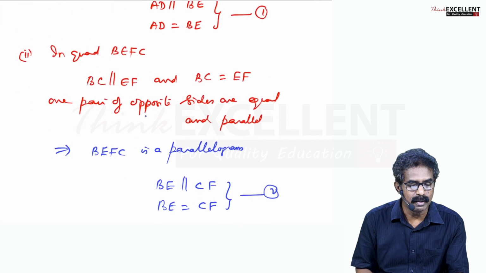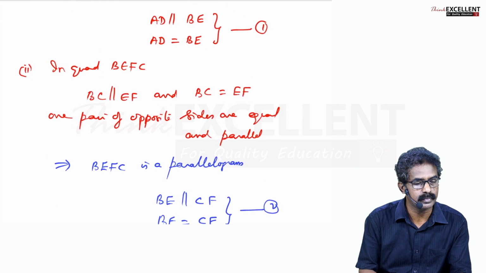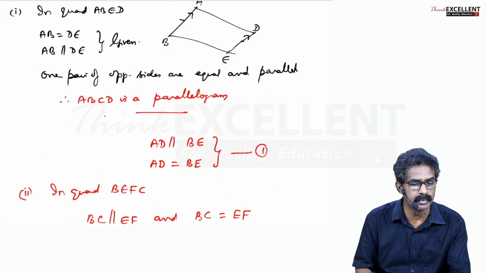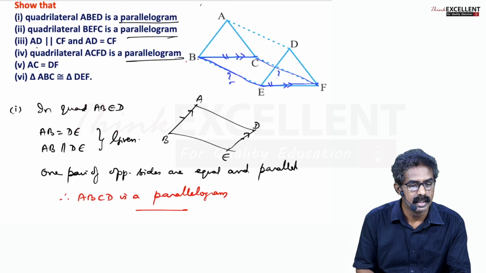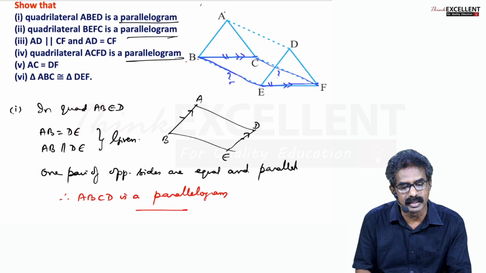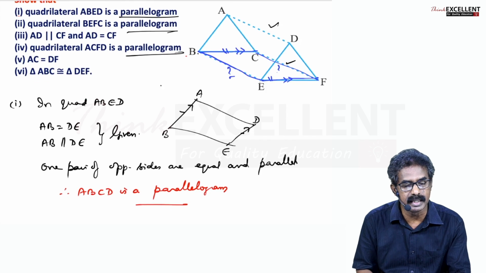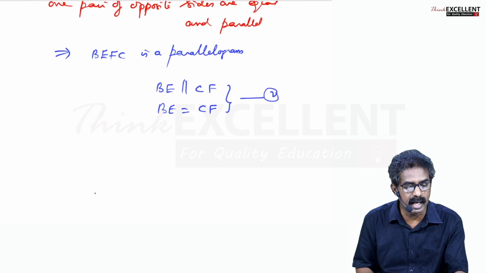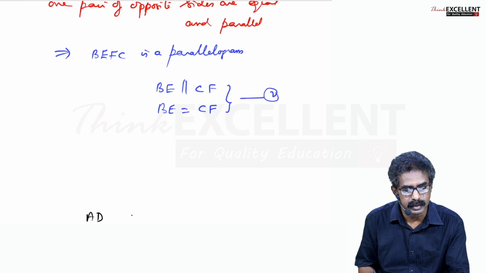Okay, now please listen here. Now we see the third subdivision. Look at the third one, what they asked. AD parallel to CF, we have to get. AD parallel to CF and AD equal to CF. We have to get AD parallel to CF and AD equal to CF.